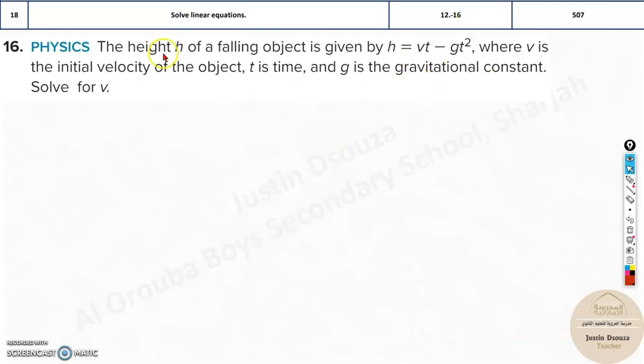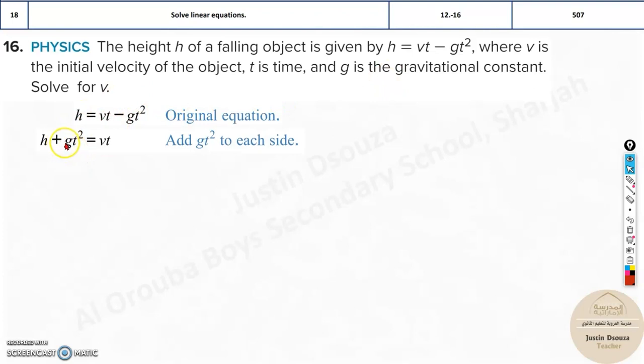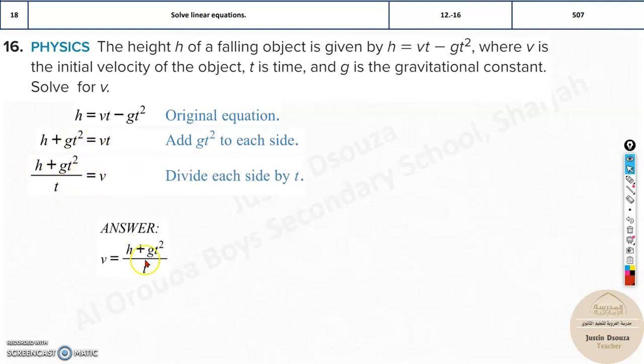Here one more equation is there, that is the height of a falling object, given by h equals vt minus gt squared, where v is the initial velocity of the object, t is time, and g is the gravitational constant. We need to solve for v. First thing, take this minus gt squared to the other side, it becomes positive gt squared, and then you need to divide by t. So your answer is h plus gt squared, divided by t.